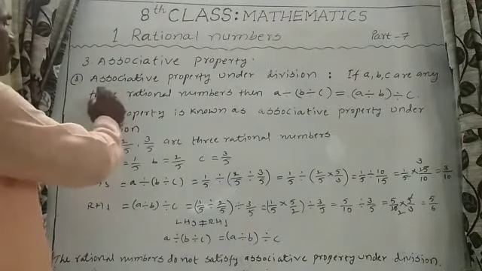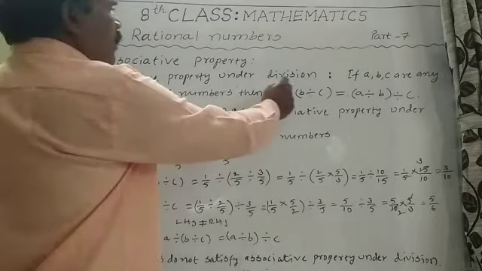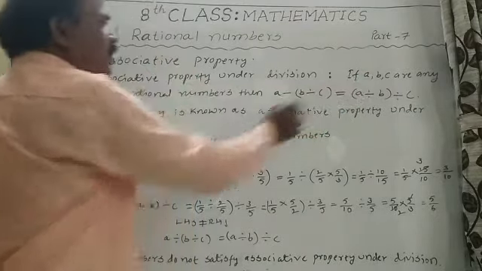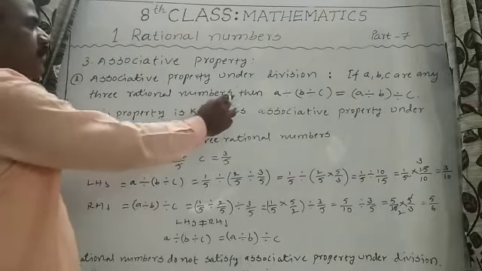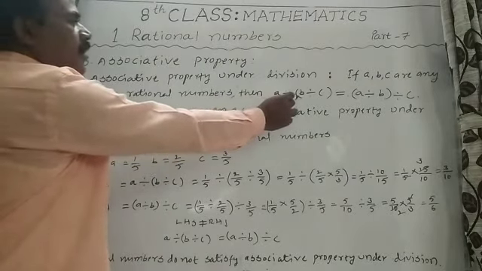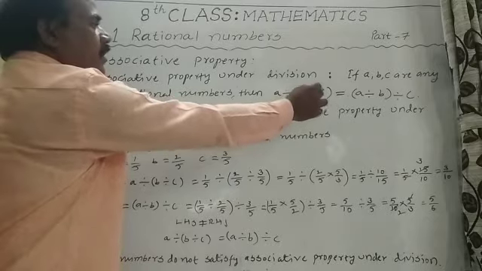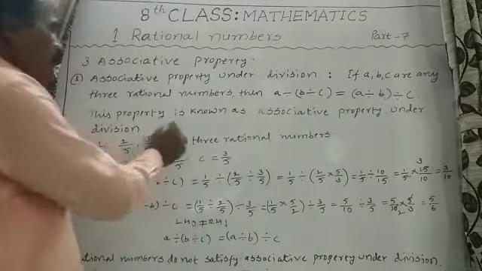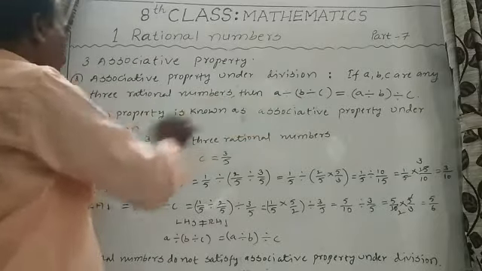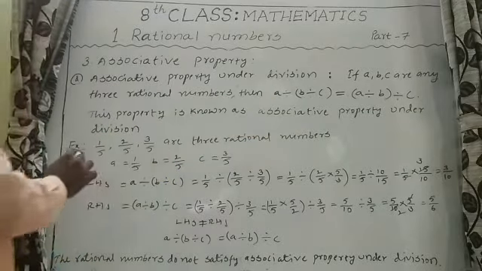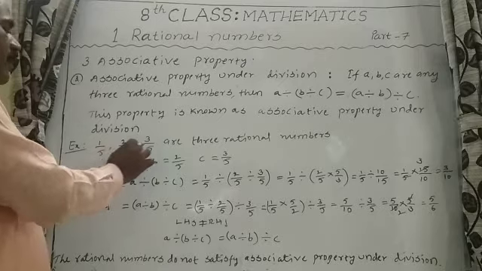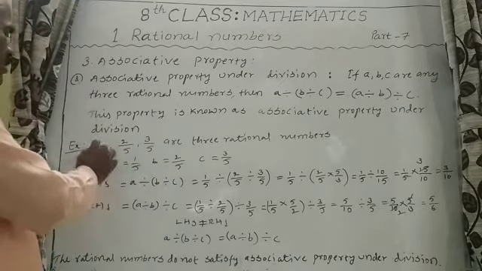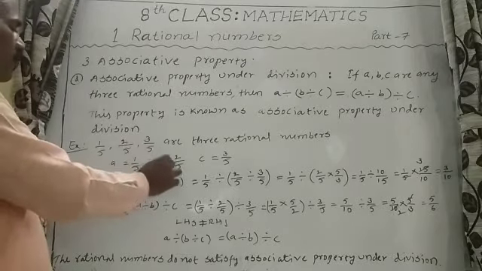Case 4. Associative property under division. If a, b, c are any three rational numbers, then (a ÷ b) ÷ c is not equal to a ÷ (b ÷ c). This property is known as associative property under division. Example: 1/5, 2/5, 3/5 are three rational numbers. We will take a is equal to 1/5, b is equal to 2/5, c is equal to 3/5.